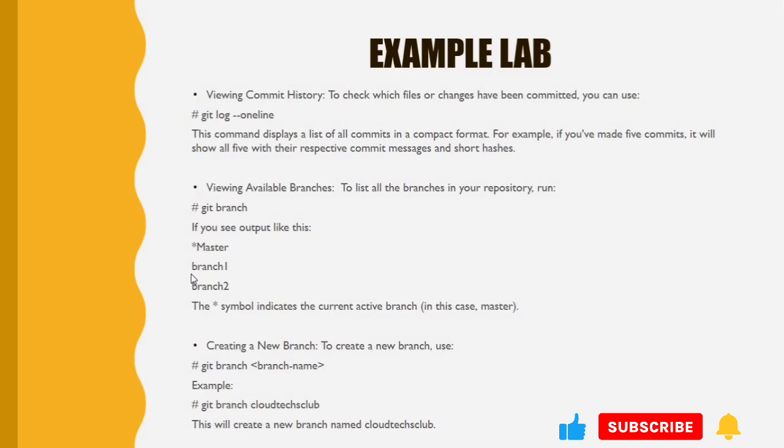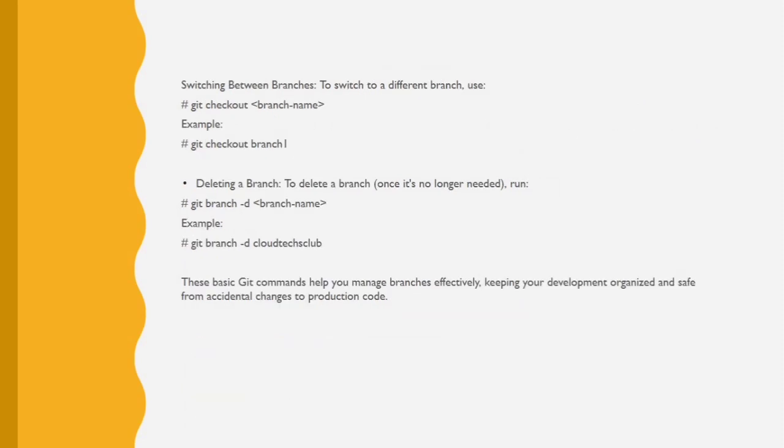In order to create a new branch, we can use the command git branch and the branch name. Now, to switch to a different branch, we can use the command git checkout and the branch name. And in order to delete a particular branch, we can just use the command git branch -d and the branch name.